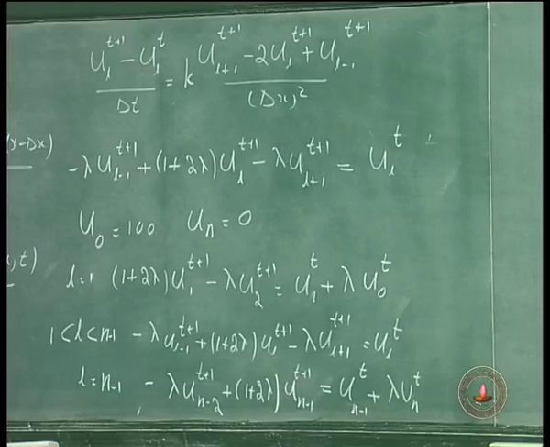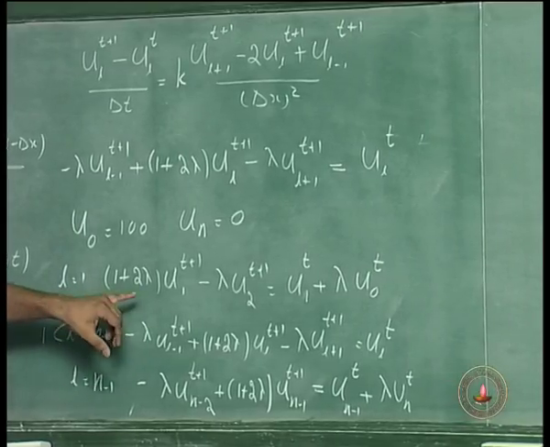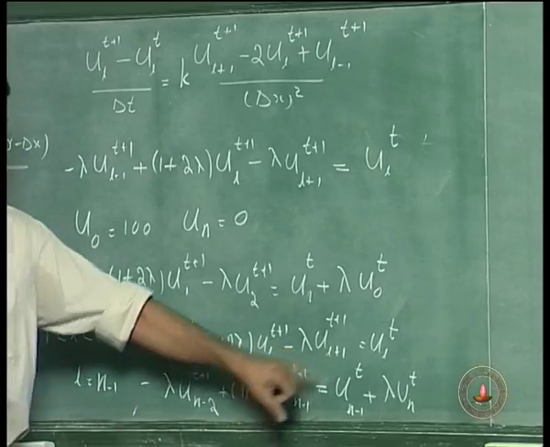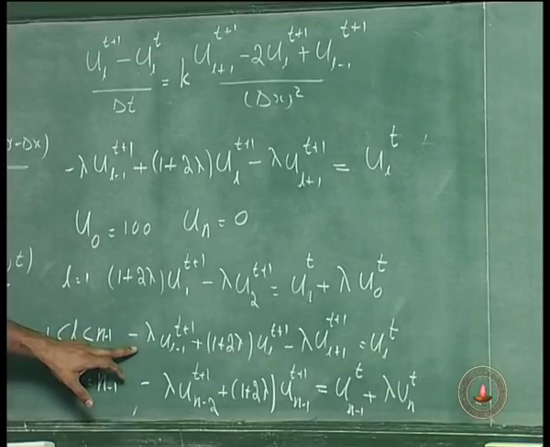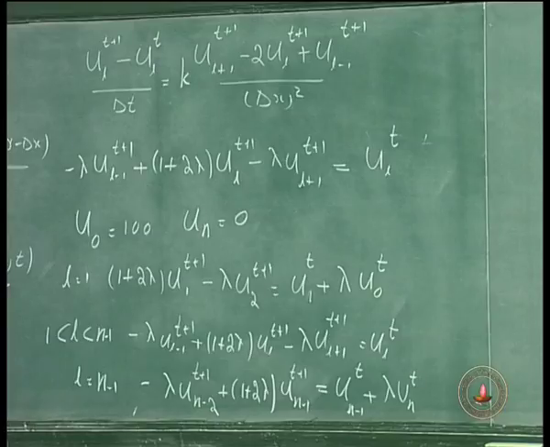So, we have a set of linear equations, and the unknowns are u L minus 1, u L and u L plus 1. So, you have a tri-diagonal matrix to solve. We can write this in a matrix form and you get a tri-diagonal matrix with elements which will be of this form. So, I write that here.